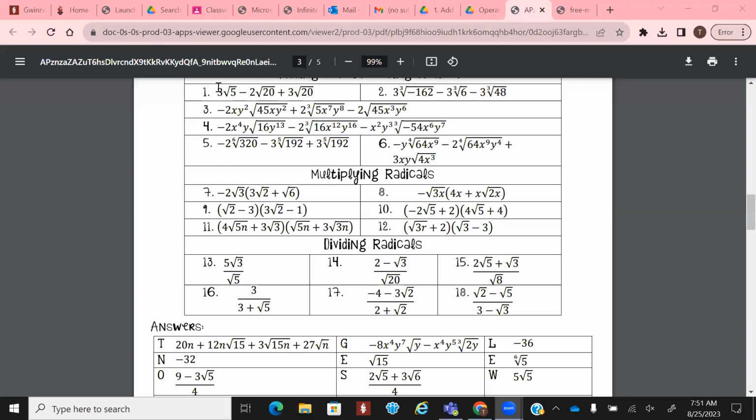So, ready? Okay, on number 7, remember, we only distribute the junk that's on the outside.